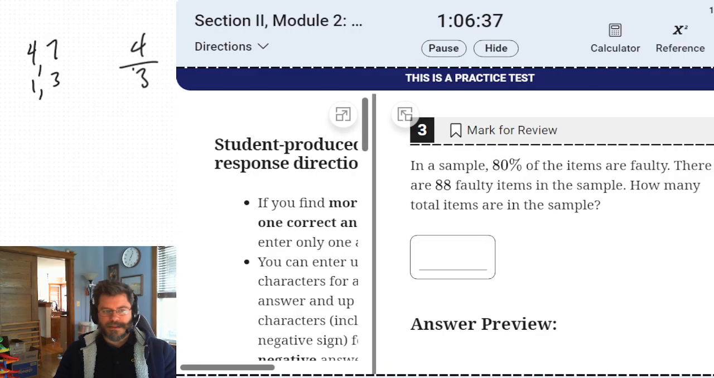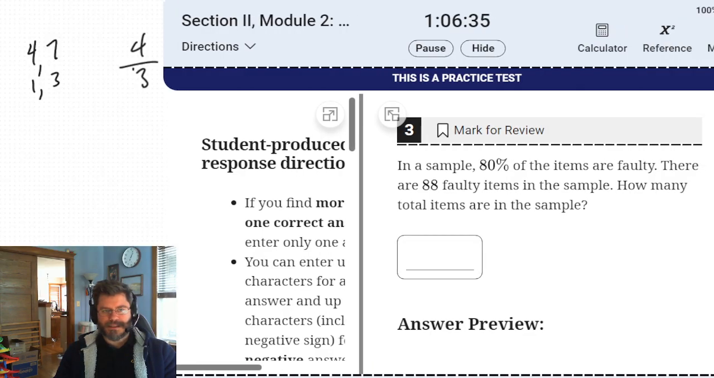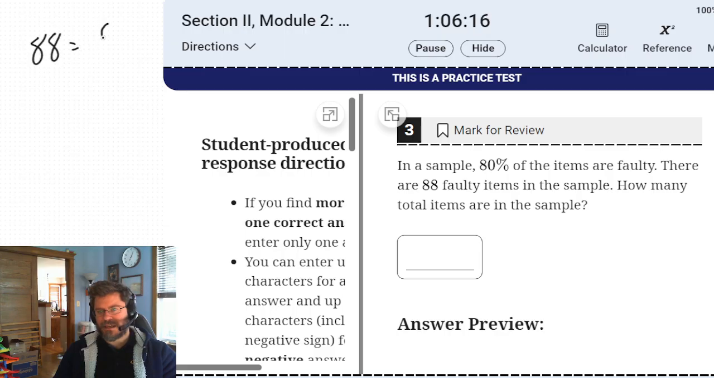All right, get this all the way on the screen. In a sample, 80% of the items are faulty. There are 88 faulty items in the sample. Oh, that's a high faulty frequency. How many total items are in the sample? All right. So they give us the percentage and the result. So 88 is 80% of what number?